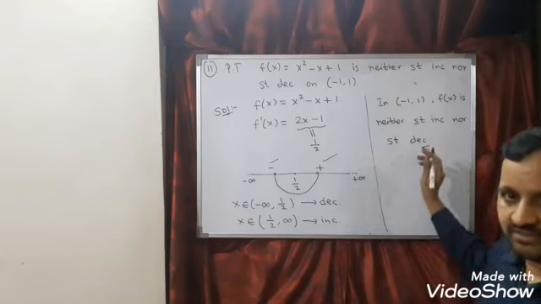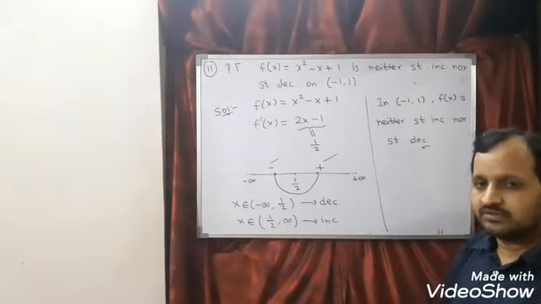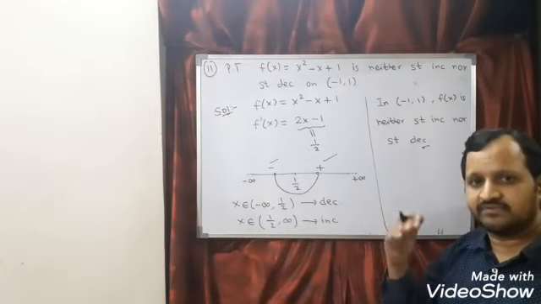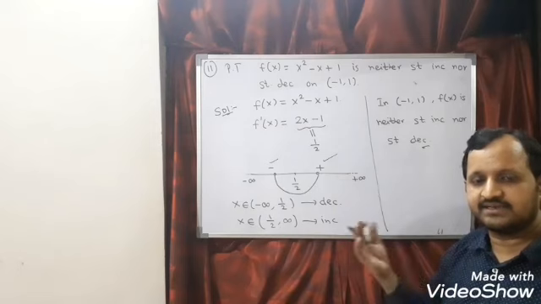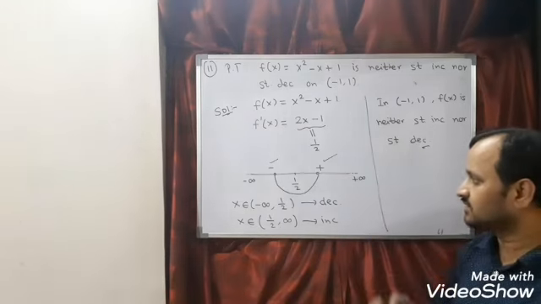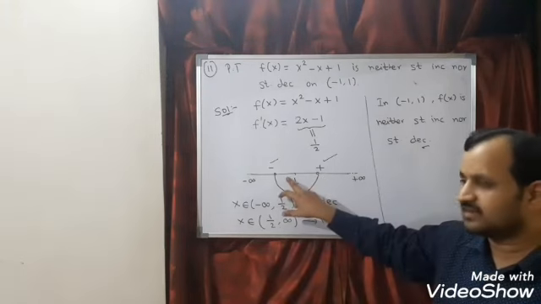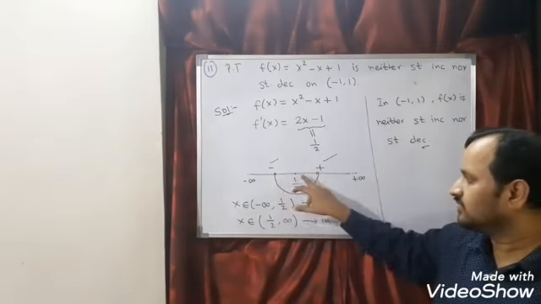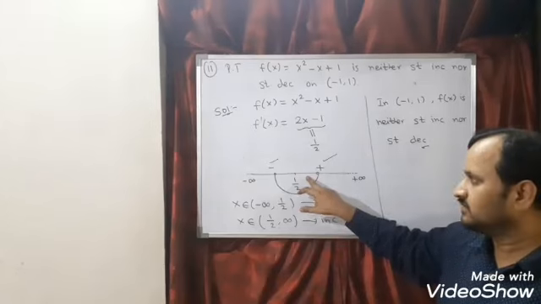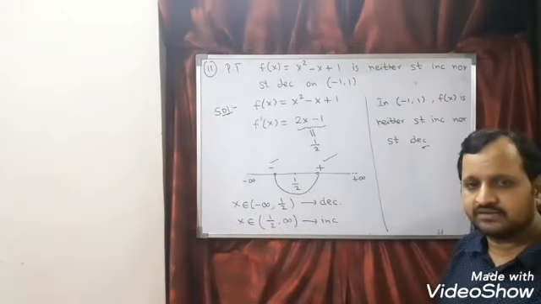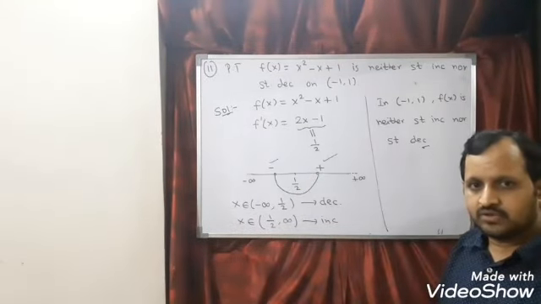Strictly means what? Keep on, yes or no? When we say strictly increasing, it will keep on increasing. Strictly decreasing means it will keep on decreasing. So minus 1 to 1, you can see here it is neither keep on increasing nor keep on decreasing. So this is the required solution. I hope it is clear.